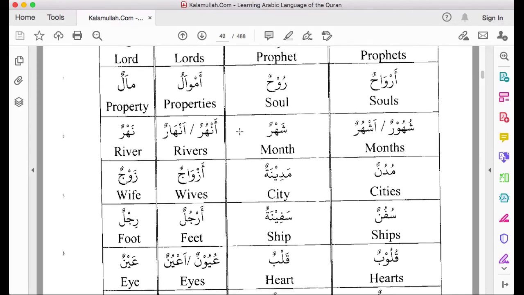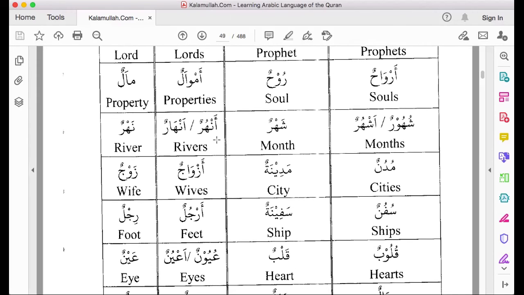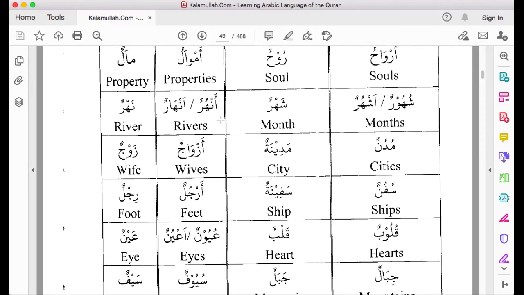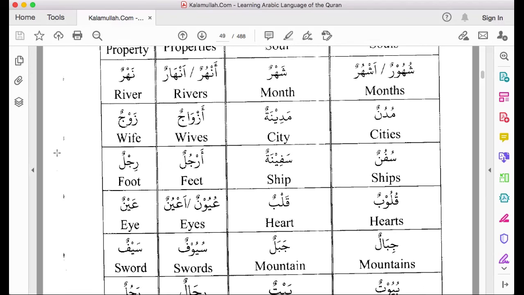So you can go through these on your own. These are some plurals given here. Malun, amwalun, right? We talked about this one. This comes very often in the Quran, nahrun, anharun, and here it has a second plural also. But this is more common, anharun. Shahrun, shuhurun. This is the more common plural, but it has a second one that's given to you. So zawjun, azwajun. Madinatun, mudunun.